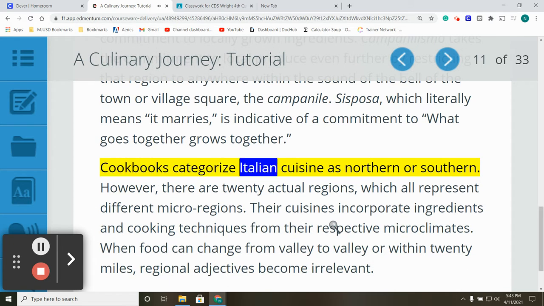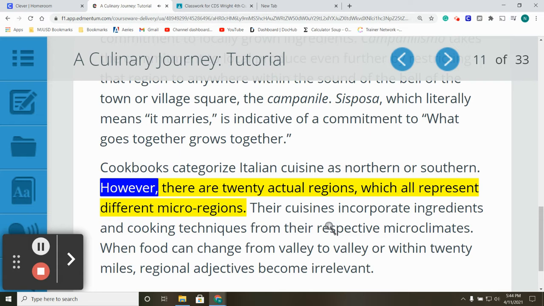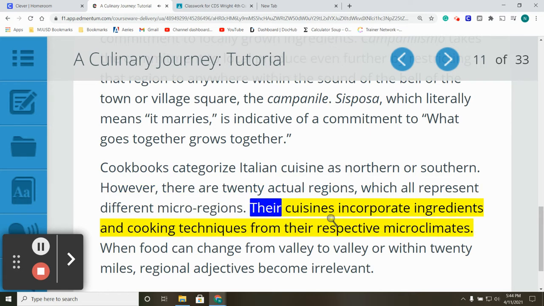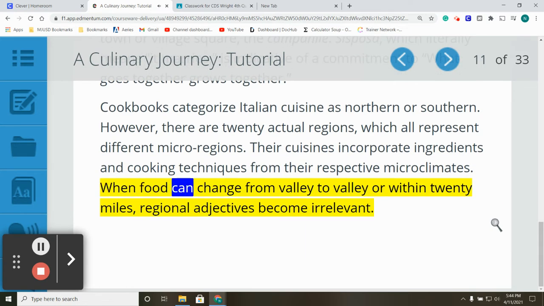Cookbooks categorize Italian cuisine as northern or southern. However, there are 20 actual regions, which all represent different micro-regions. Their cuisines incorporate ingredients and cooking techniques from their respective microclimates. When food can change from valley to valley or within 20 miles, regional adjectives become irrelevant.